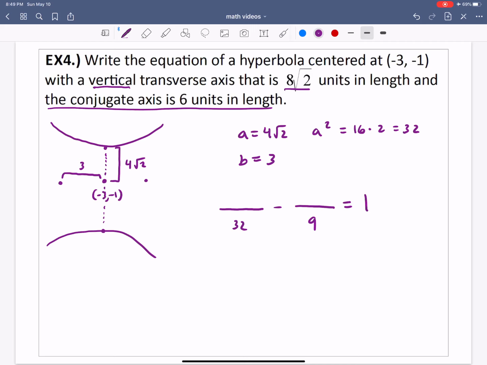So now all we have to do is figure out which variable goes in the first numerator. Well, look at the hyperbola that we drew a sketch of. This is a vertical hyperbola, which means y is going to come first. So we end up getting y plus 1, the quantity squared, and the second denominator is x plus 3, the quantity squared. That one was pretty straightforward, pretty easy.